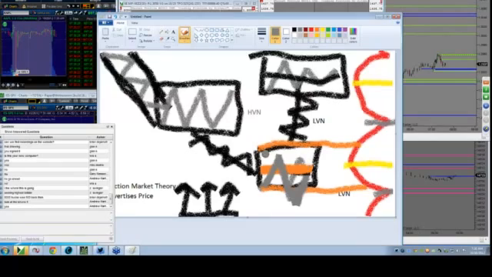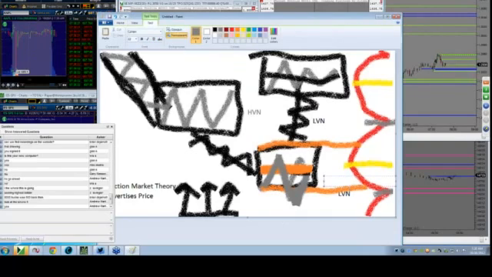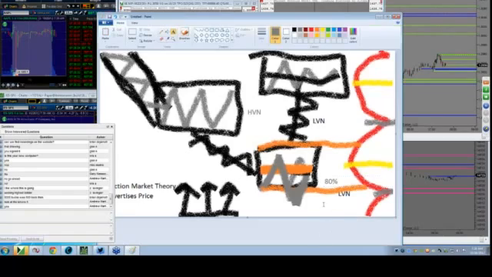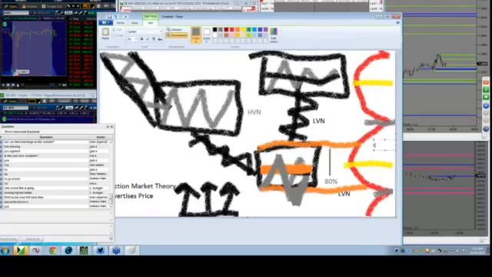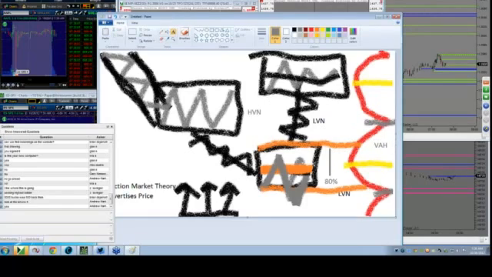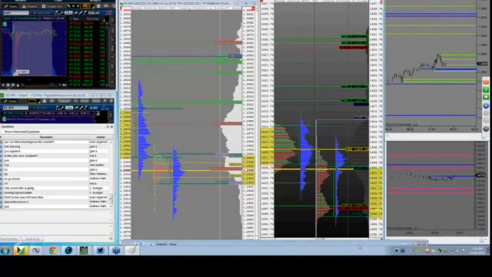That is a previous balance area. If you come back up into the previous balance, you have an 80% chance that you will now go to the other side. You will test the other side of the range. What is this? This is the value area high, VAH, VAL. Is that not what the market's doing right now?